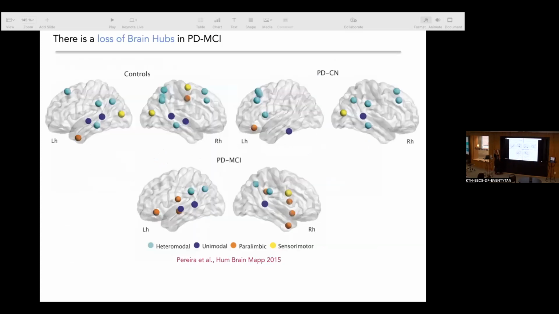We also measured the hubs in the same group of individuals, and this again confirmed that there was a loss of brain hubs in patients with MCI, particularly in regions that we classify as heteromodal, because these are the regions that are involved in complex cognitive functions.